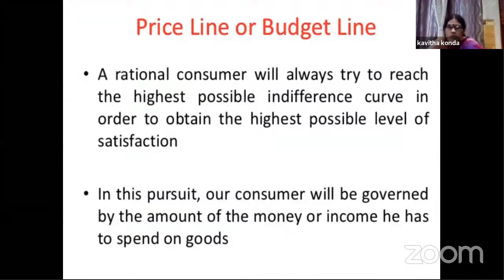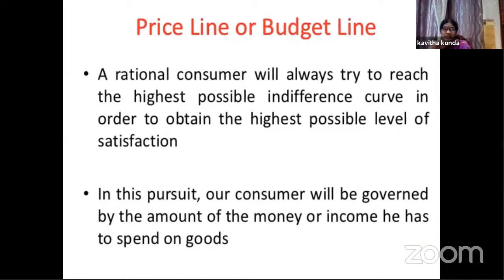And the next concepts we go for are the price line and budget line. Price line and budget line means a rational consumer will always try to get more satisfaction, the highest possible indifference curve, in order to obtain the highest level of satisfaction. Means the higher indifference curve shows a higher level of satisfaction than the lower one. The consumer attempts to maximize his satisfaction.